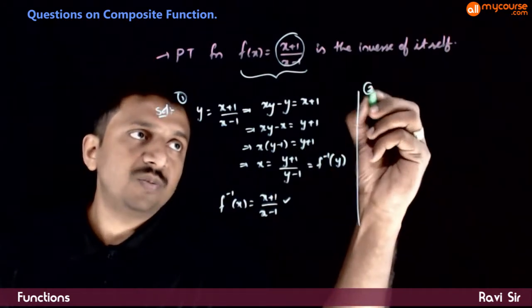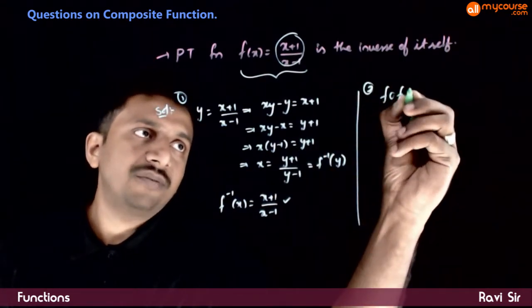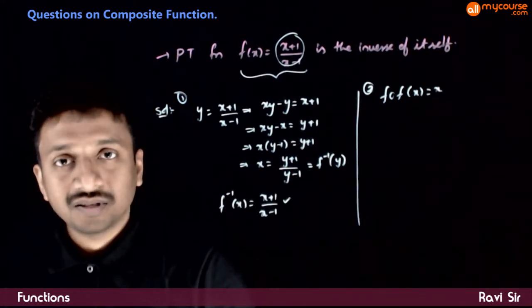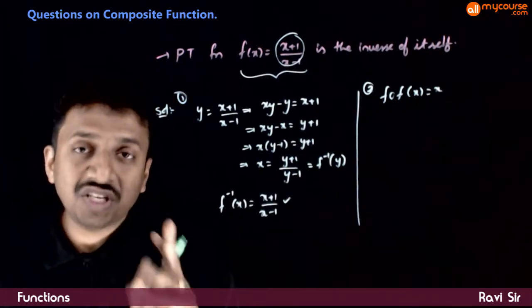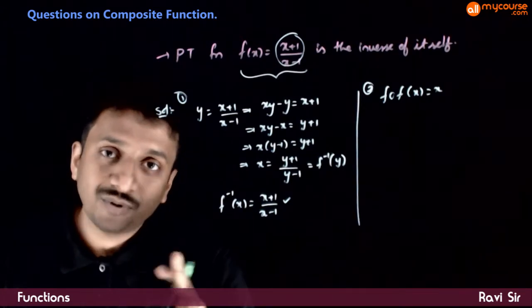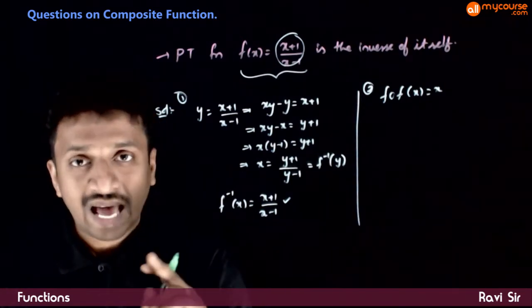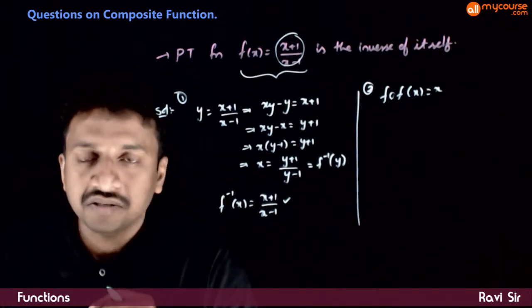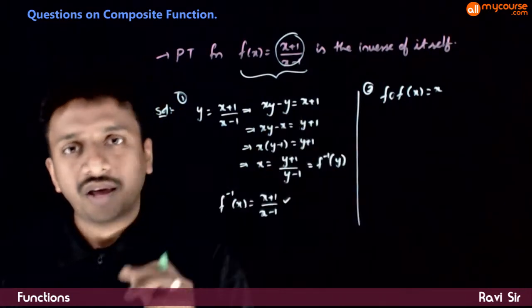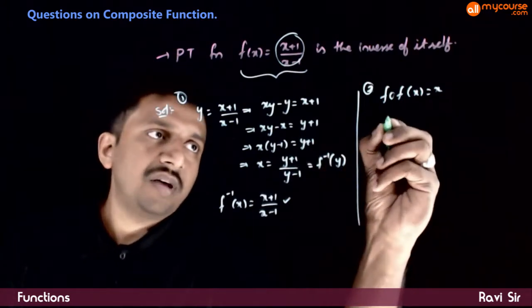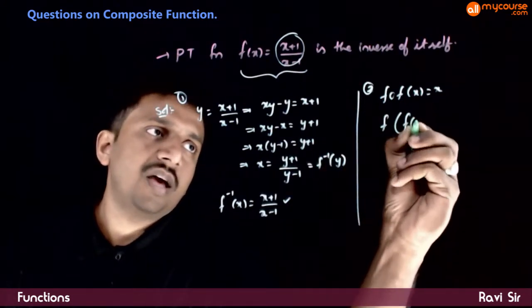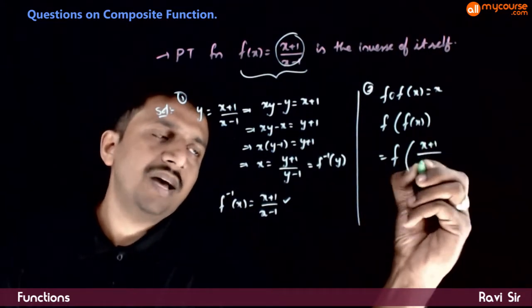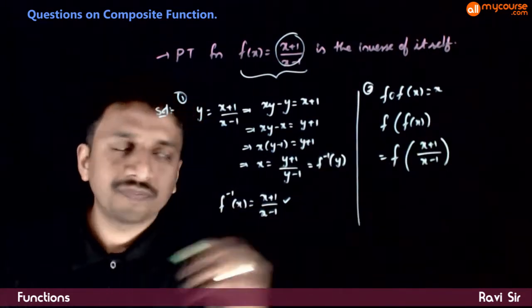The second way is to prove that f of f of x is equal to x. So we have seen that if f and g are inverses of one another, fog as well as gof has to be equal to x. Both have to be identity functions. So let us find fof of x. So f of f of x is f of (x plus 1) by (x minus 1).